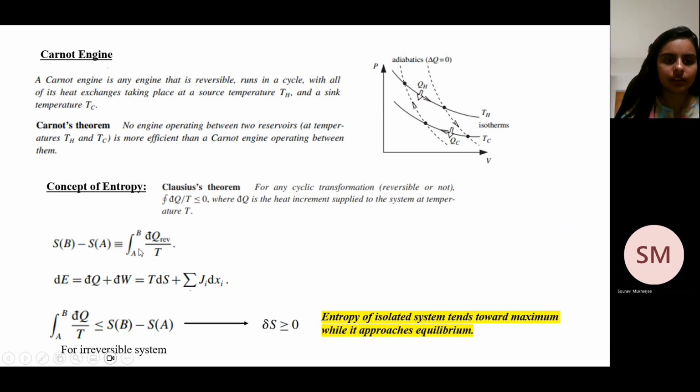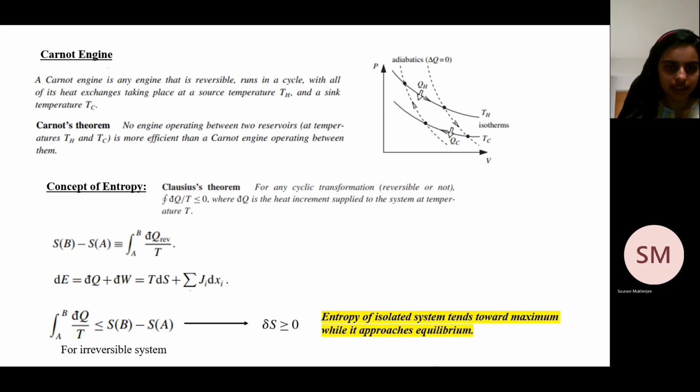And if the system goes from some state A to some state B reversibly, then you can define this parameter dq by T as the change in entropy. Okay. And from there, we get the concept of entropy. This is the definition for the reversible process. Now for any irreversible process, that would always be less than the change in entropy. So in a way, you can tell that the entropy of any isolated system always tends to maximize itself as it approaches equilibrium.